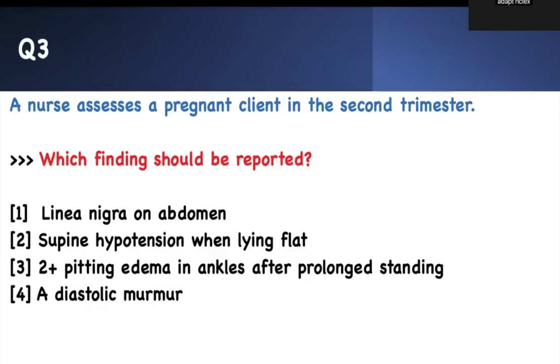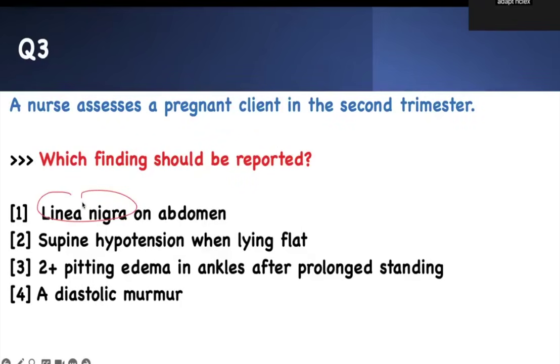Linea nigra on the abdomen, should that concern you? Supine hypotension: when I lie flat, my blood pressure goes down. Is there a problem? Plus 2 pedal edema in the ankles after prolonged standing. And a diastolic murmur. What do you think? Second trimester lady with the following features. What will concern you? These are expected findings that you have to master, but which one do you think is not an expected finding, or which one should concern you?